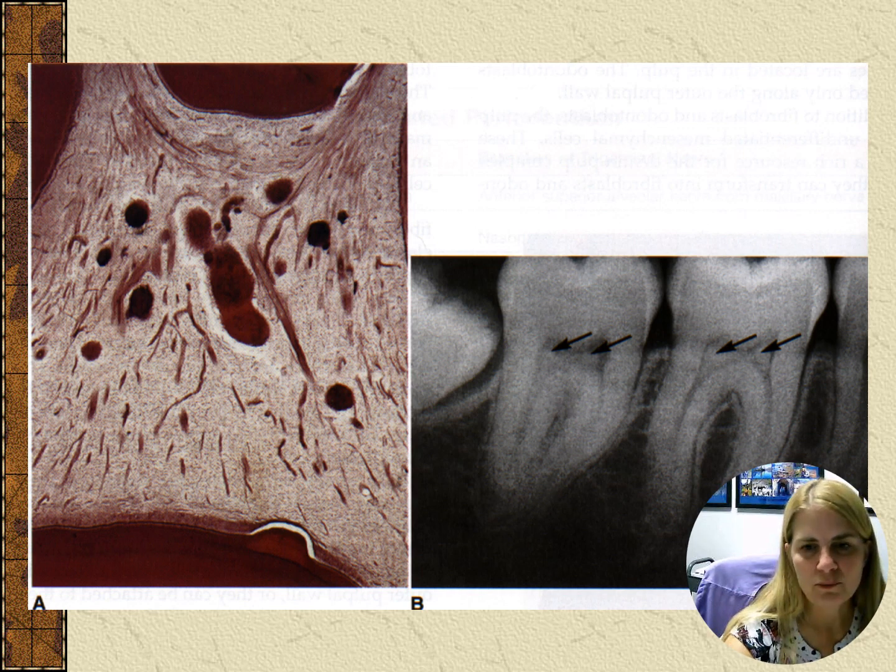Here's a picture of pulp stones or denticles. You can see in the tooth on the right that there are two areas where there's masses of dentin within the pulp, so two denticles or pulp stones.